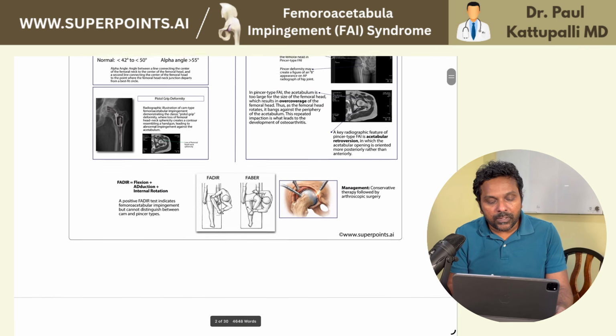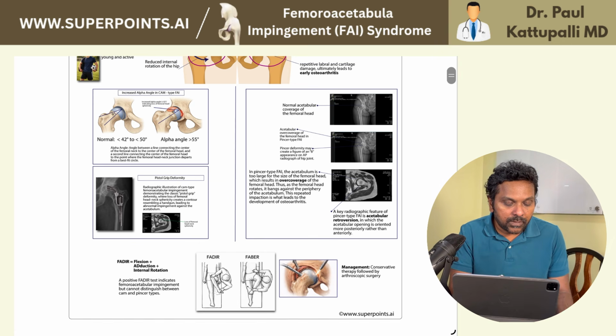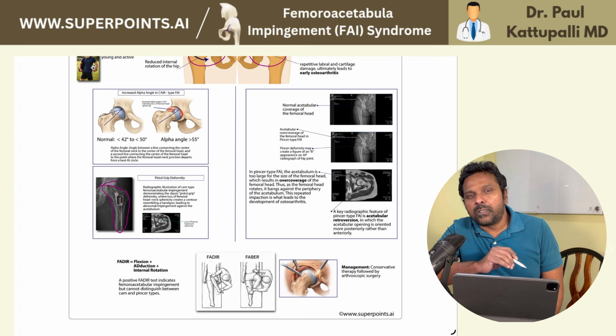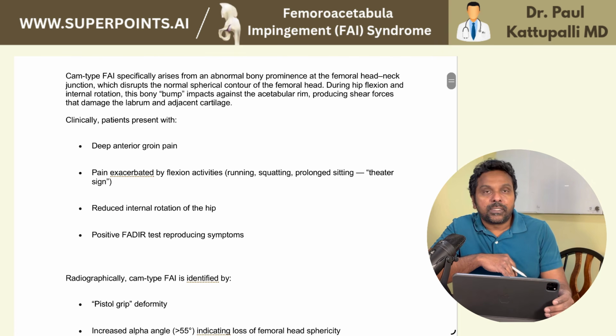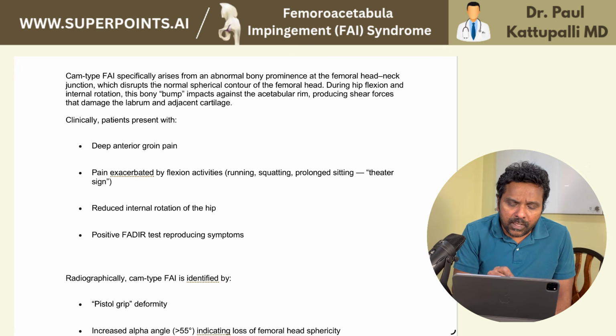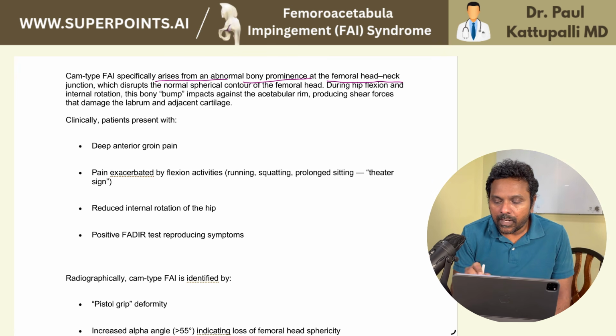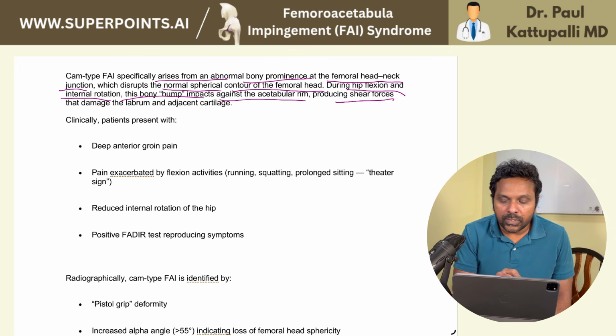Based on this question, for example, we saw there is a pistol grip deformity. If you see that word, that itself is a big clue that this is cam type FAI. If you see pistol grip deformity or alpha angle more than 55 degrees, so let us see this cam type FAI. It specifically arises from an abnormal bony prominence at the femoral head-neck junction, which disrupts the normal spherical contour of the femoral head. During hip flexion and internal rotation, this bony bump impacts against the acetabular rim, producing shear forces that damage the labrum and adjacent cartilage.